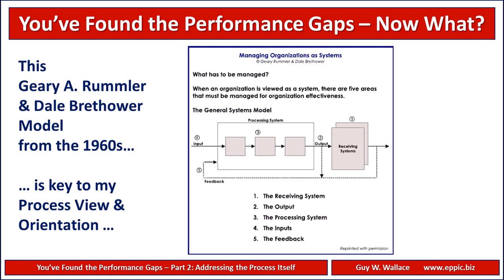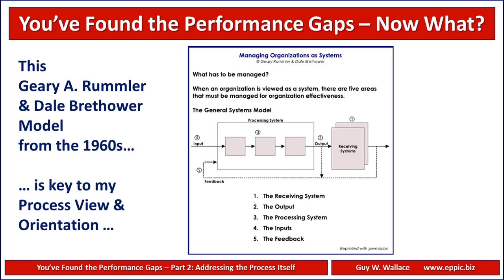This model on the diagram here is from a late 90s newsletter that Gary gave me. And if you'll look at this, this is the traditional input, process, outputs with a couple of changes. It's got a receiving system on the far right. This is key. The receiving system demands an output, and then your process produces it. It requires inputs to do so. But there's feedback that comes from the process.